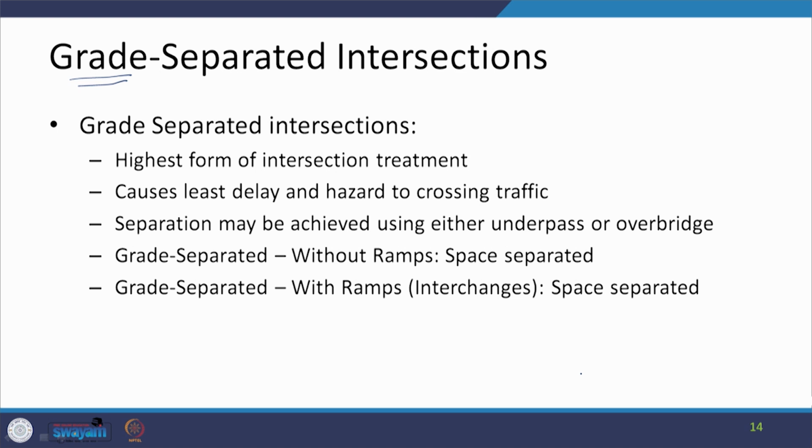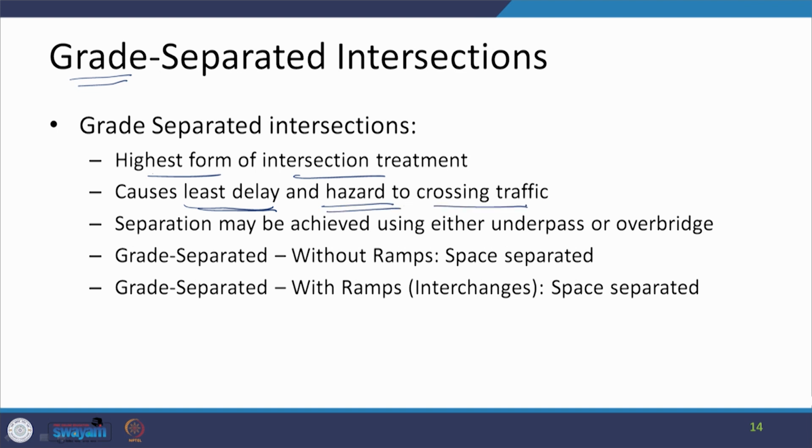So, grade separated intersections are of course going to be costlier as compared to the at-grade intersections, but then when you start segregating in this form, that becomes the highest form of intersection treatment. And because of this, there are always the possibilities, again depending on how many grade separations have been done, how many maneuvers have been separated out by way of level differences, it may culminate into the least delay or the least hazard to the crossing traffic.